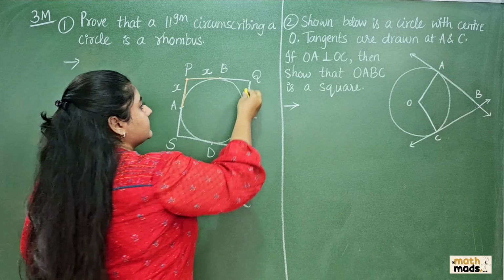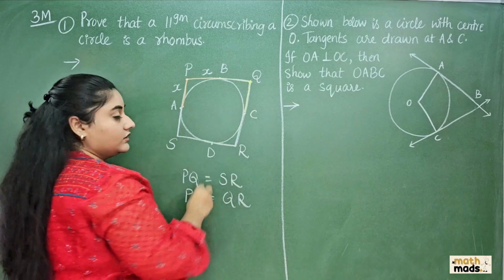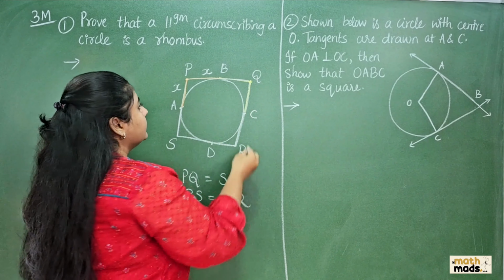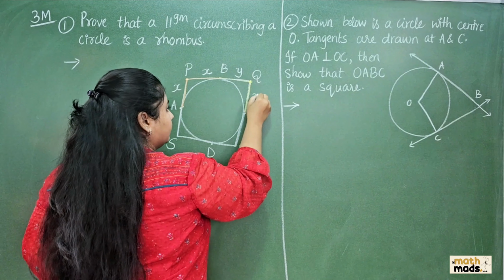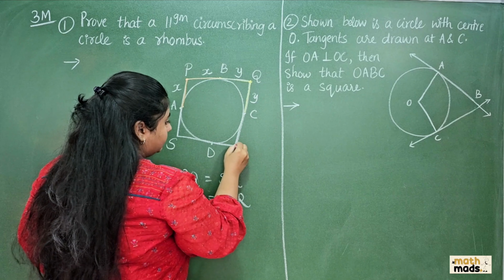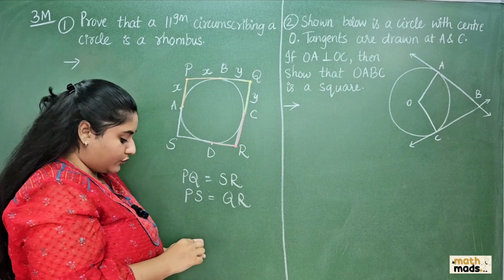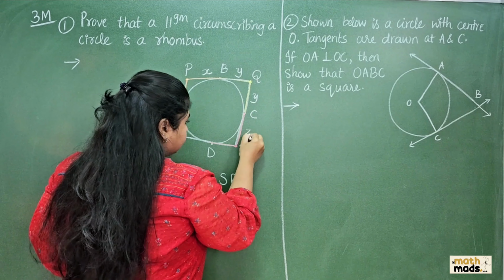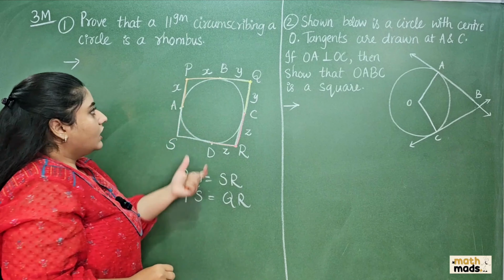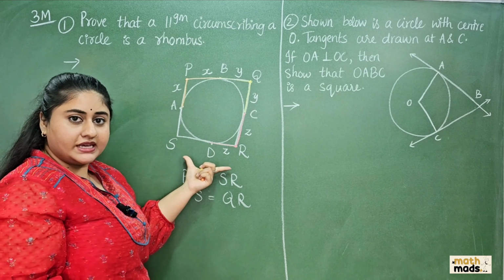Again, if I take Q as the external point, I have QB and QC as the external tangents from the external point. They will also be equal. Let me take it as Y. Okay. Now let me consider R as the external point. Then RD and RC will be the tangents from the external point. Let me consider that as Z. Now I know PQ value is X plus Y. So obviously SR will also be X plus Y.